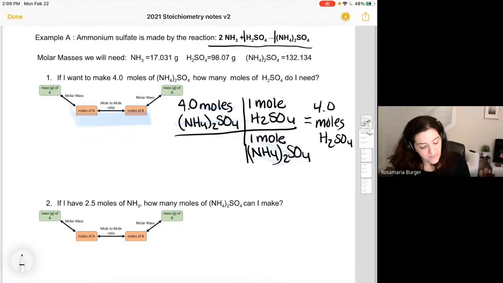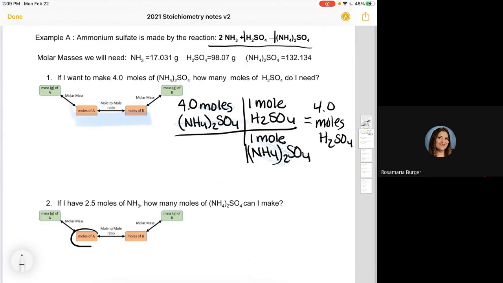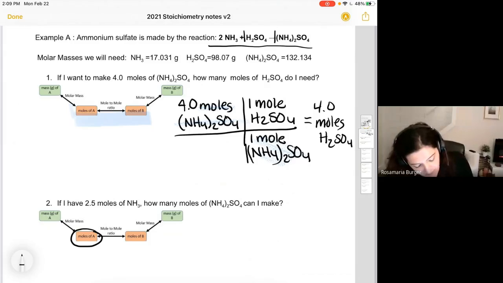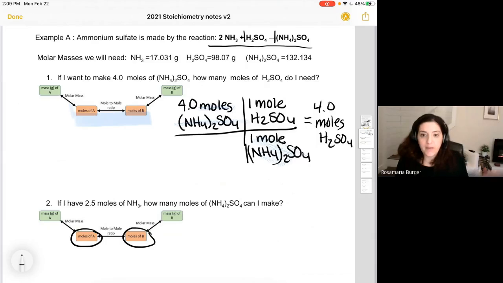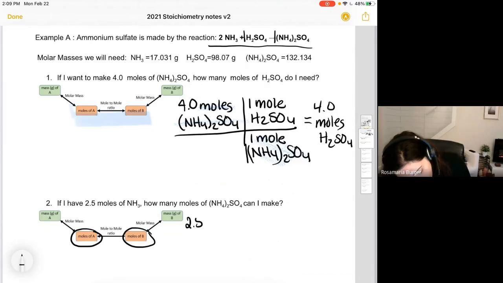If I have 2.5 moles, so I'm starting here, moles of A, of NH3, how many moles of ammonium sulfate can I make? So I'm going to go to moles of B. Again, it's just going to be a quick exchange here. I have 2.5 moles of NH3. I'm going to write that down. 2.5 moles NH3.